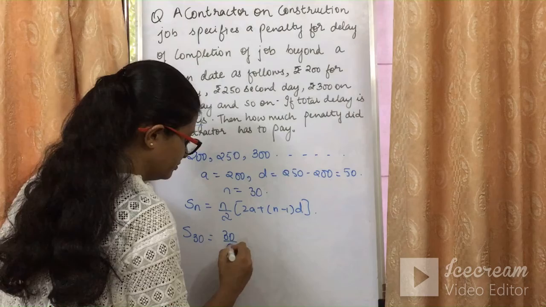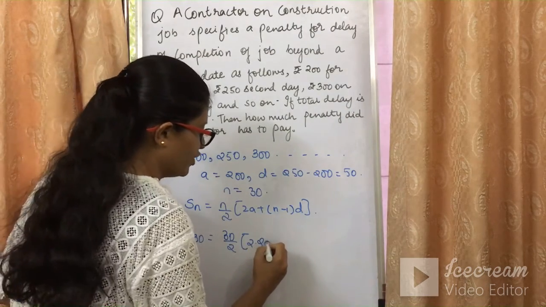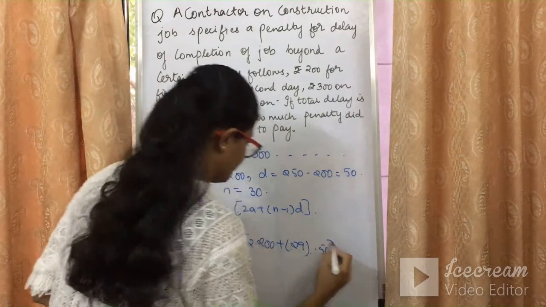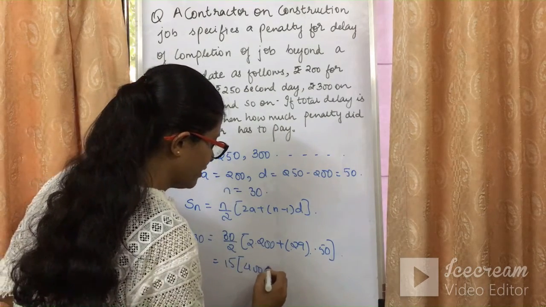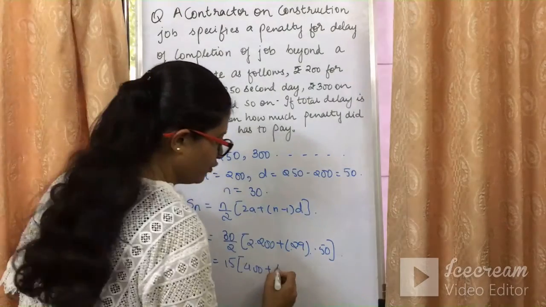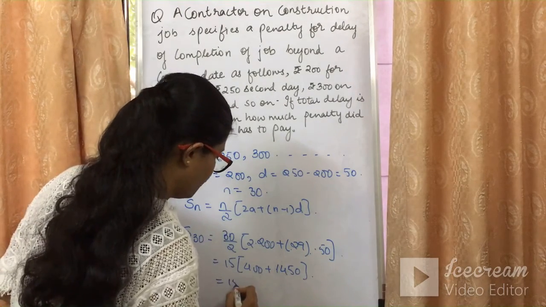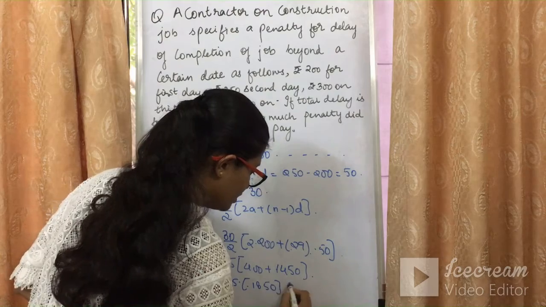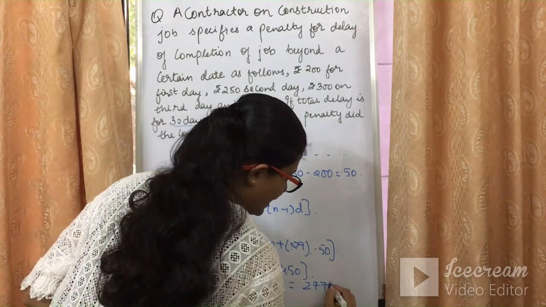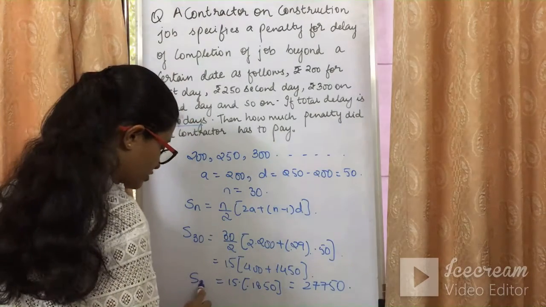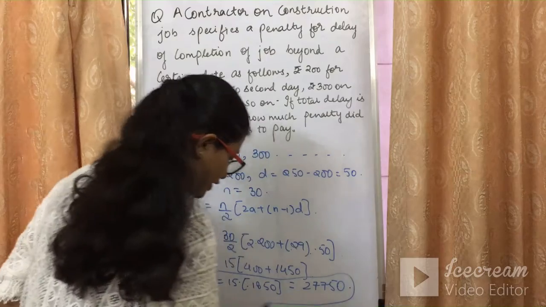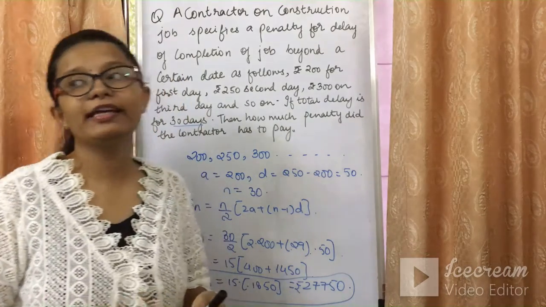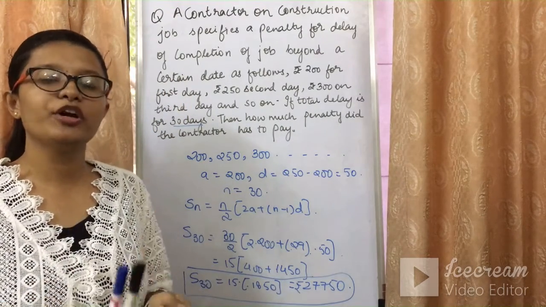So 30 upon 2 into, what is A? A is 200, plus N, 30 minus 1 will give you 29, into 50. So it will be 15 into 400 plus 29 into 50, which will give you 1450. So 15 into 400 plus 1450 will give you 1850. The answer comes out to be 27750. So the SN term for the 30 days, the sum of penalty which he is going to pay, is rupees 27,750. So he is going to pay 27,750 at the end of 30 days as penalty, because he is going to delay his job.